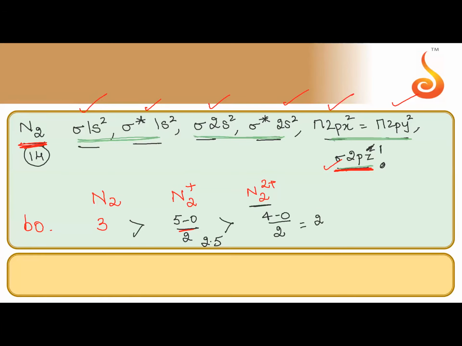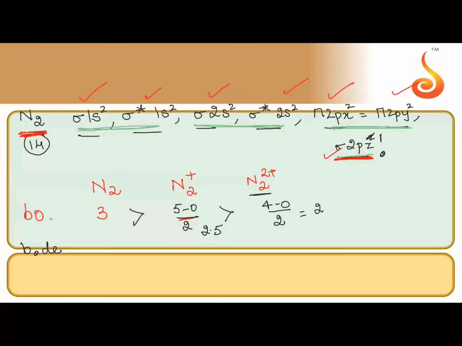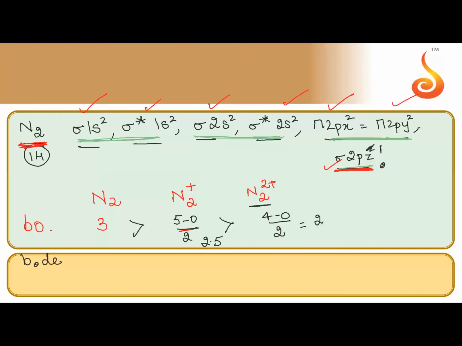Now I'll ask you a few questions. Who has the highest bond dissociation energy? Where is it very difficult to break the bond? Correct. N2. The higher the number of bonds, meaning it is difficult to break. So who needs more energy? That order is also the same. Now, who has the highest stability? Who is most stable? Once again, N2. Correct, because more number of bonds means it will be that much more stable.